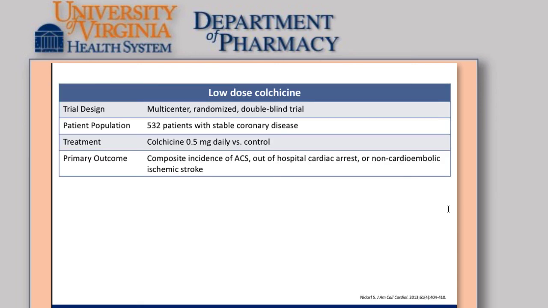So with the low-dose colchicine trial, this is a much smaller trial than the other trials we discussed. It only enrolled just over 500 patients with stable coronary disease, and they could have been receiving just standard of care, so the regular statin or aspirin. They were treated with either colchicine 0.5 milligrams daily or control. And the primary outcome was the composite incidence of acute coronary syndrome, out-of-hospital cardiac arrest, or non-cardioembolic ischemic stroke.